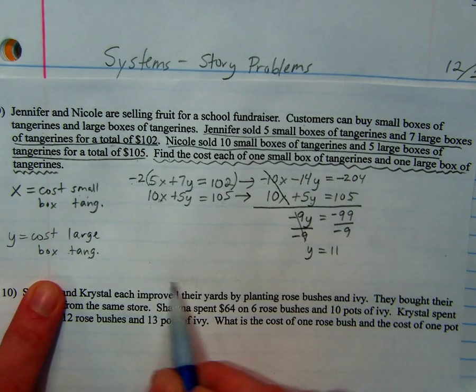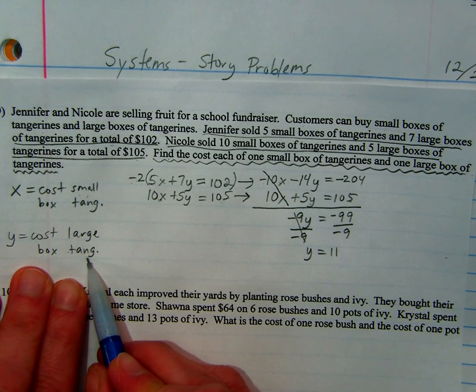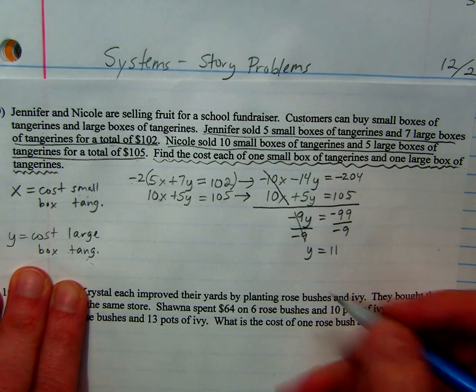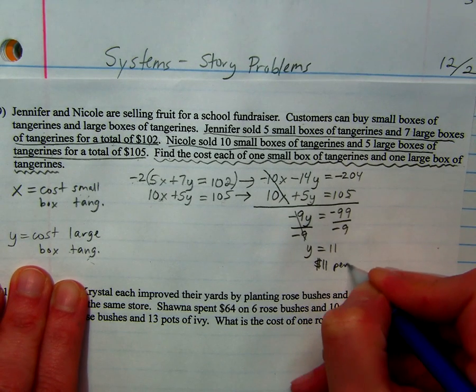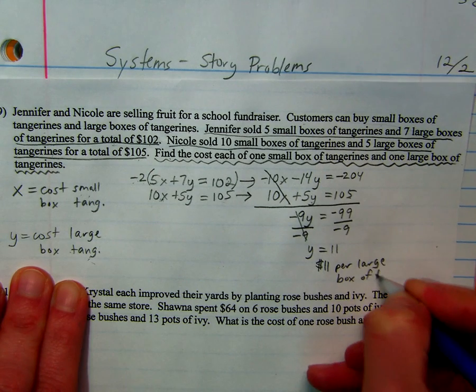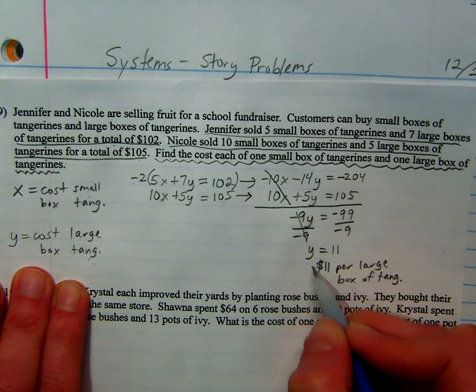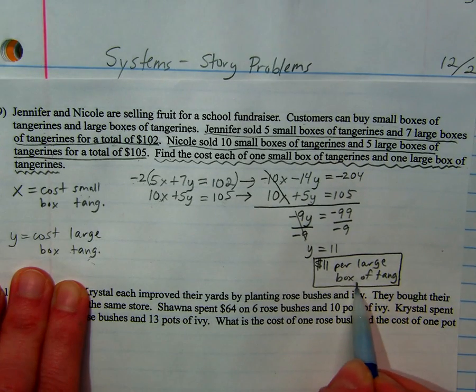So if we go back to the problem, that answers part of what they asked for. That is the cost of a large box of tangerines. So underneath that, I'm going to put it's $11 per large box of, and I'm going to abbreviate tangerines again. And I can box that, and that is part of what they're looking for.